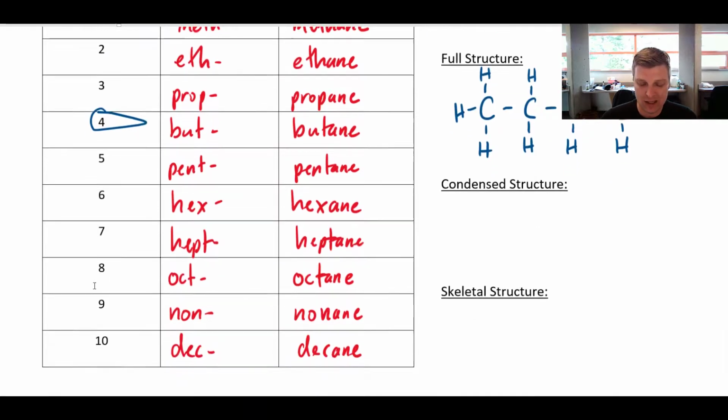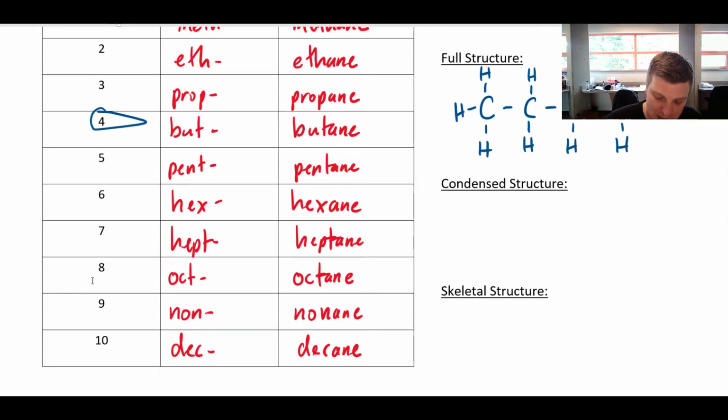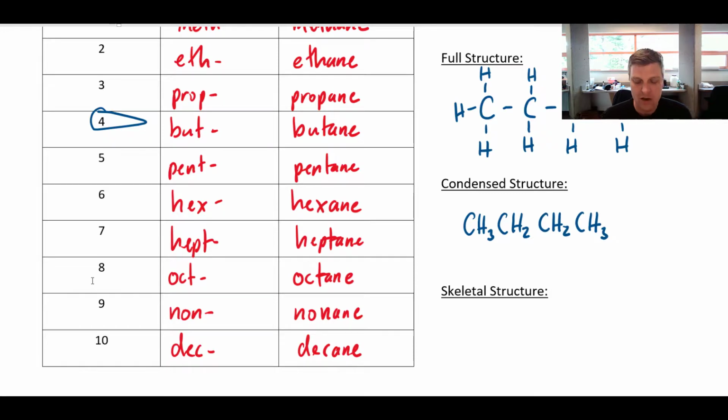I could write this as a condensed structure. So I could just write this as CH3, CH2, CH2, CH3. I could write it like that, and that maybe is a little bit more simple to look at. I didn't have to draw out all of the individual hydrogens.